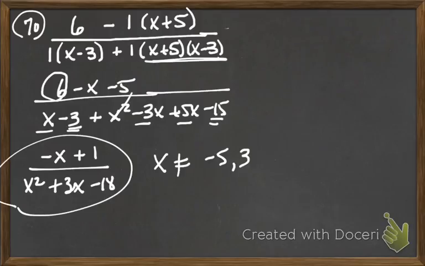These two terms are like terms. And then that little negative x stands by itself. Anybody else question about 70? Alright, last example, 74.